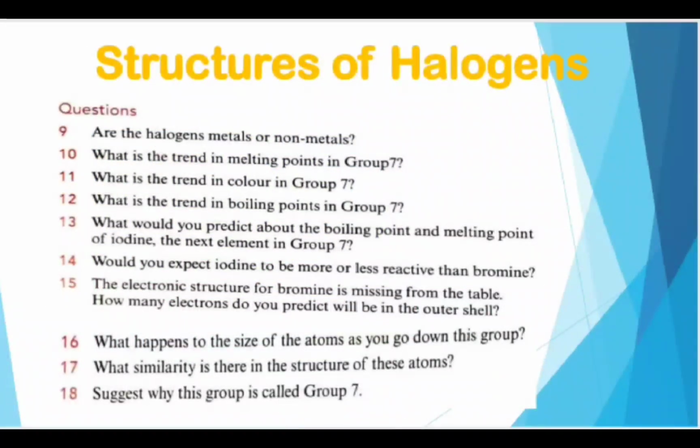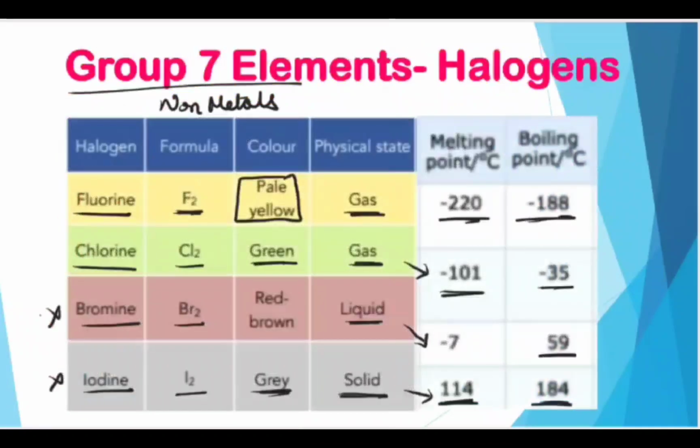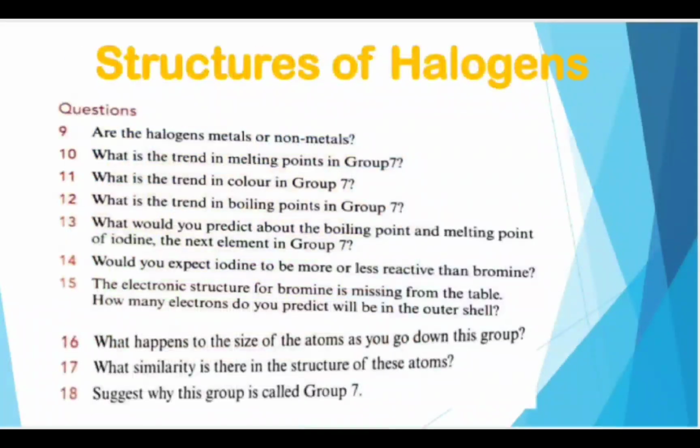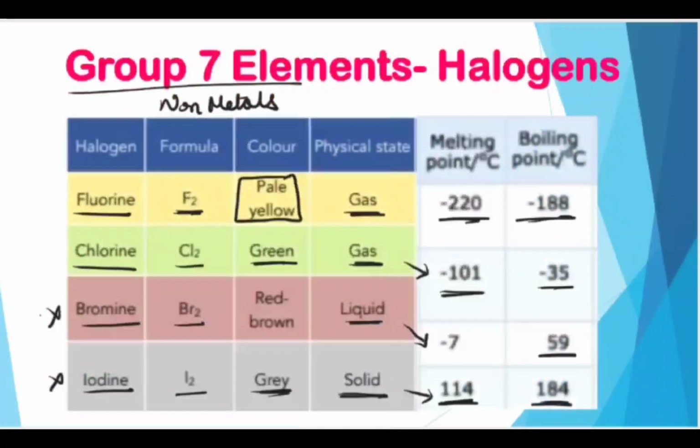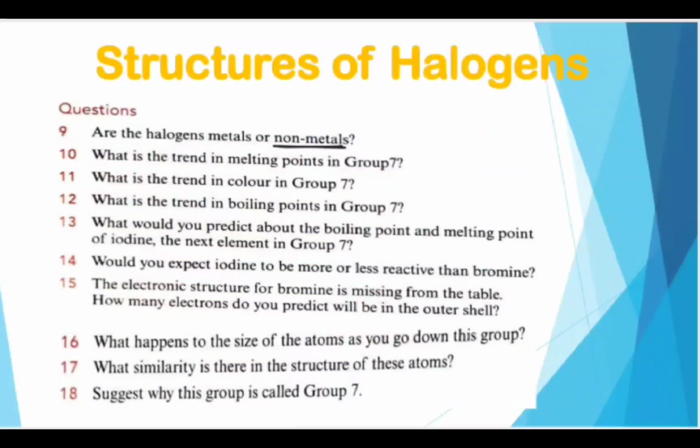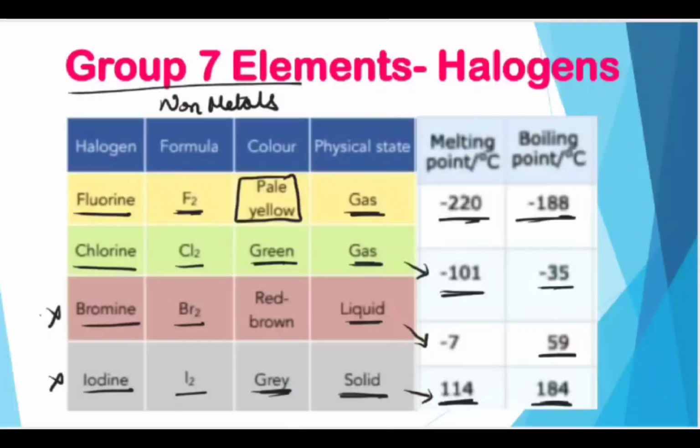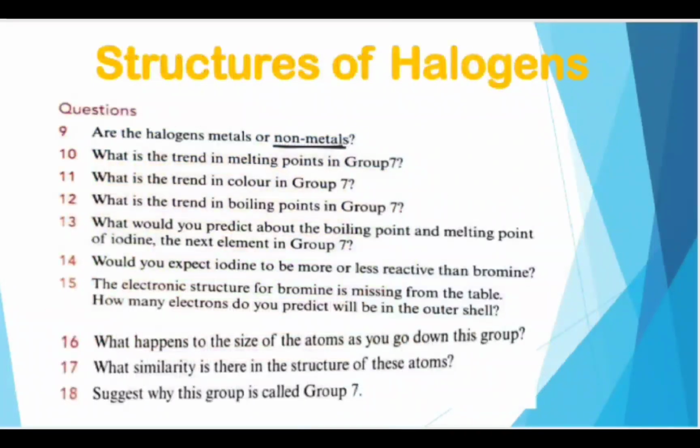Let's answer a few questions about the structure of halogens. Children, for homework, please make the structure of halogens, only for fluorine and chlorine, just 2 atoms. Okay. Are the halogens metals or non-metals? They are non-metals. Just specify it here. Okay. What is the trend in melting points in group 7? Tell me, children. Melting point increases. It increases.